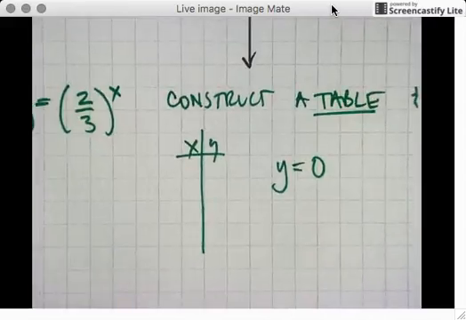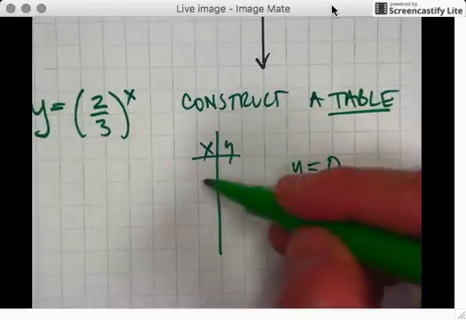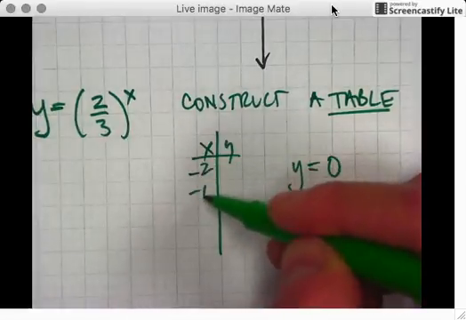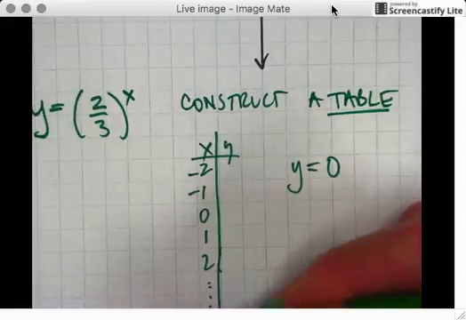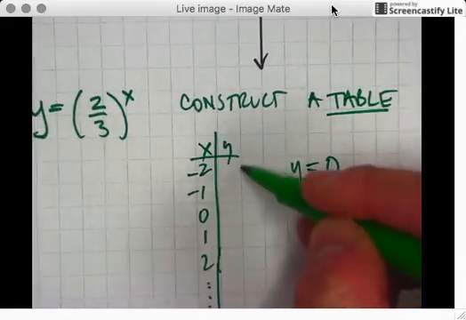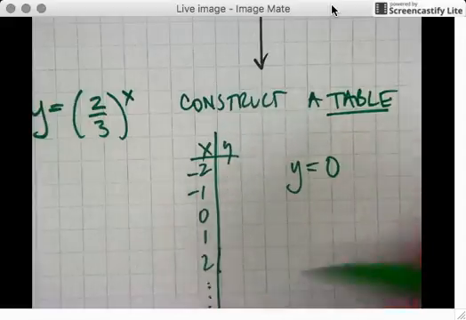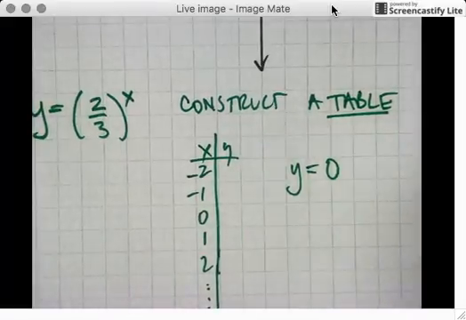Oh, and you can't see what I wrote. There you go. Okay, so you'd have a table here. Maybe from -2, -1, 0, 1, and 2, and on, however long it takes to really show that these numbers that you're going to copy out of your calculator are approaching 0.